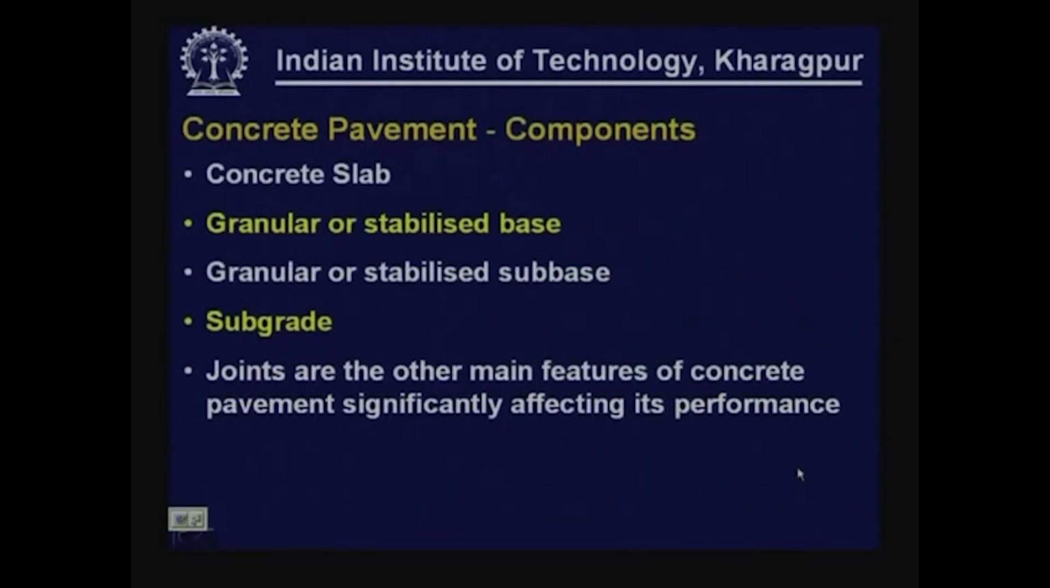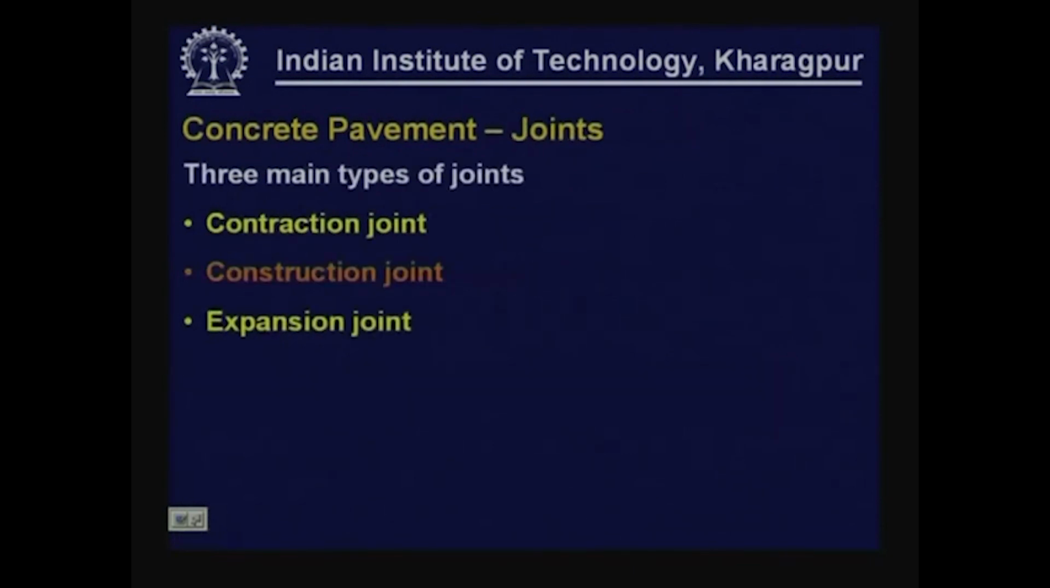So, as we have just seen, these are the components that a concrete pavement will have: concrete slab, granular or stabilized base. The base can be either a granular base or a stabilized base, it can be dry lean concrete base, it can also have a granular sub base, which can be stabilized sub base also, and it will of course have a subgrade. Joints are the other main features of concrete pavement which significantly affect its performance. There are various types of joints. In fact, there are three main types of joints: contraction joint, construction joint, and expansion joint.